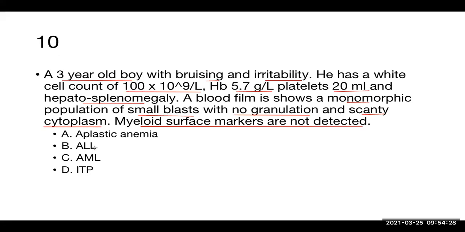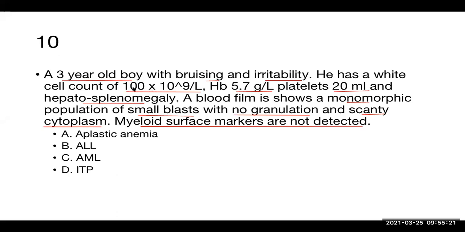Now the only doubt is whether it is ALL or AML. Now see this, myeloid surface markers are not detected. This is one clue which is against AML, and another one, look at the morphological appearance of these blast cells. There are no granules. In myeloblasts, there are lots of granules present. They are granulated cells. And number two, scanty cytoplasm is there. Scanty cytoplasm means the nucleus is big in size, and there is very little cytoplasm present. This is seen in lymphoblastic cells. In myeloblastic cells, the nucleus is slightly smaller than the lymphoblast. Having said that, the area which is present in the cytoplasm is more. So these are the different clues for us.